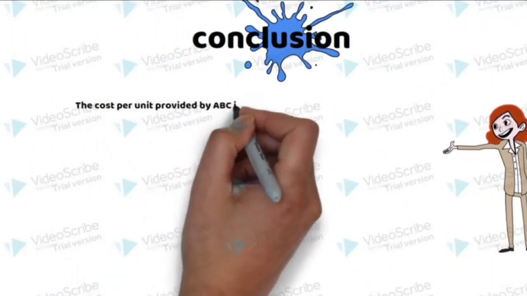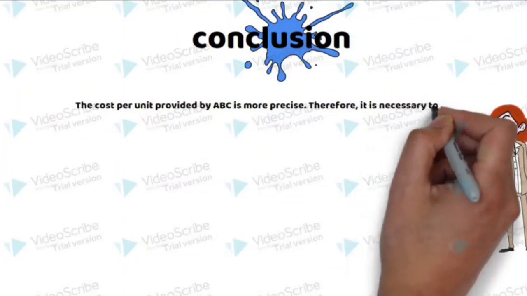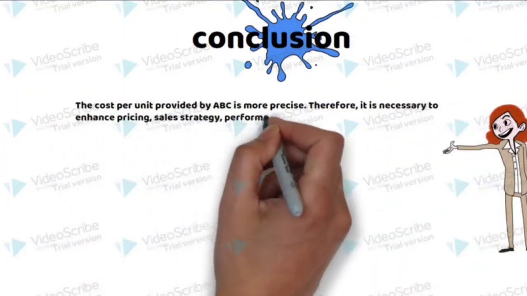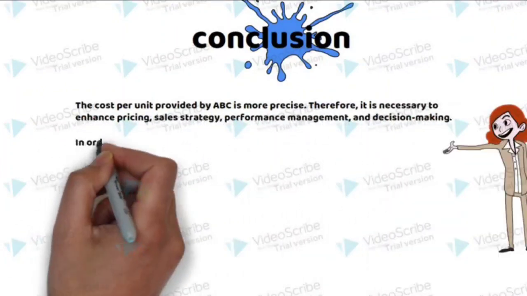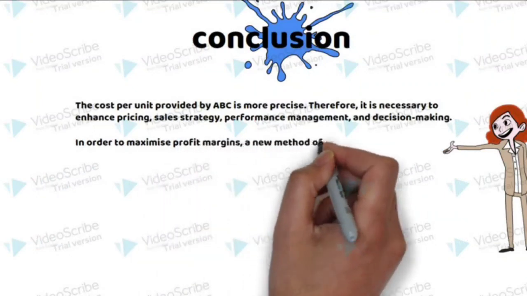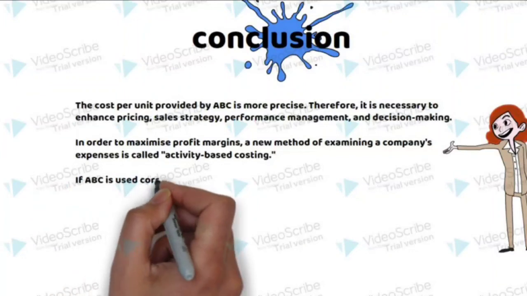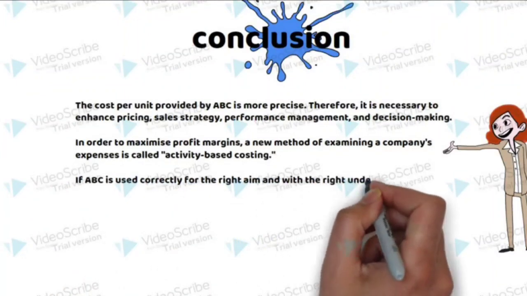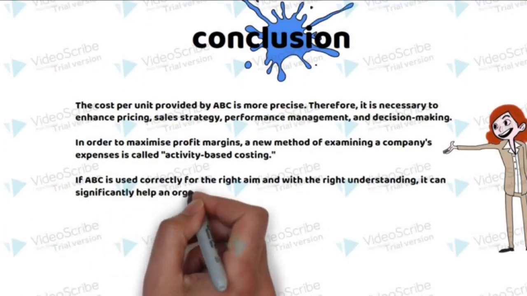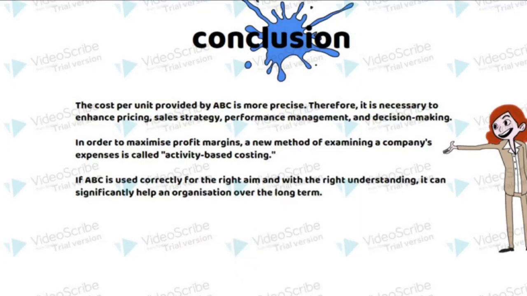Lastly, the conclusion. The cost per unit provided by ABC is more precise. Therefore, it is necessary to enhance pricing, sales strategy, performance management, and decision making. In order to maximize profit margins, a new method of examining a company's expenses is called activity-based costing. If ABC is used correctly for the right aim and with the right understanding, it can significantly help an organization over the long term.